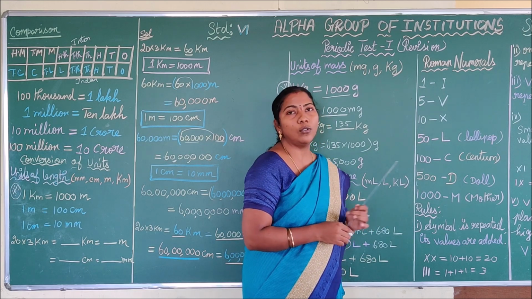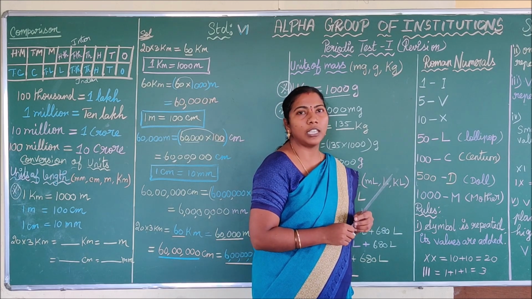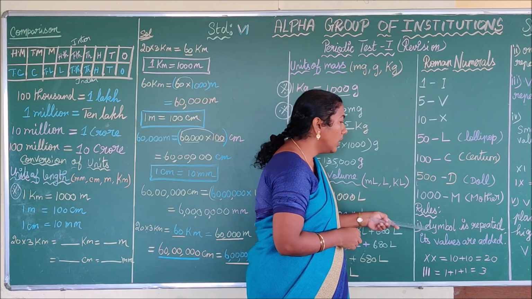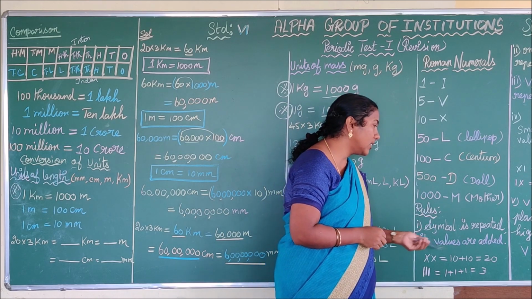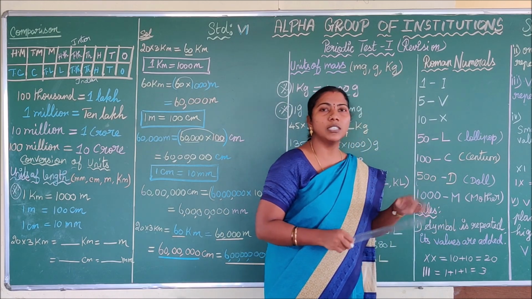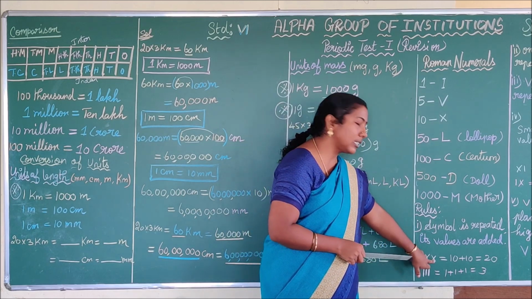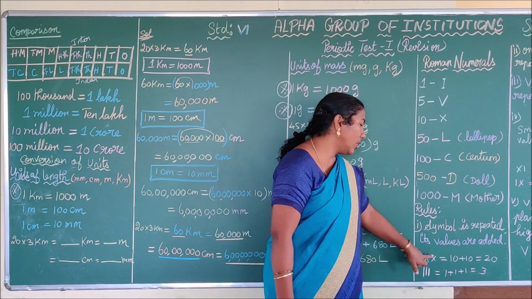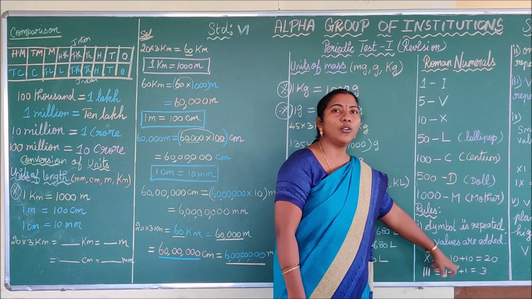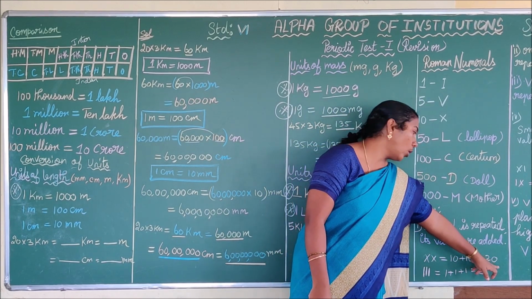We have so many rules. I have simplified all the rules here. First, see the first one. When symbols are repeated, their values are added. If the symbols are repeated, you have to add those values. See here, X is repeated 2 times. What is the value of X? 10. So you have to add that value. 10 plus 10, 20 you got.